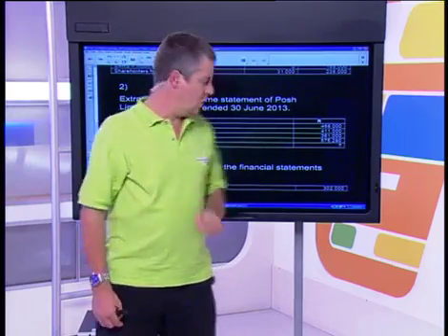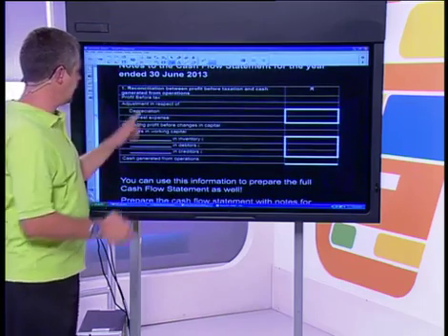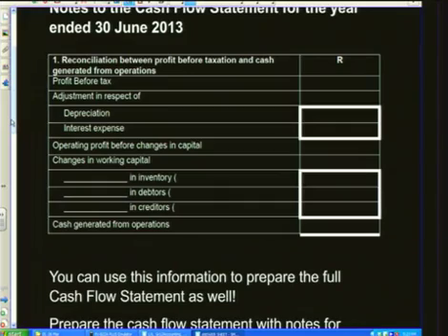Remember before the break what I said: the first thing that you need to do when preparing the note, which by the way looks like this, here's the note, it says reconciliation between profit before taxation and cash generated from operations. The very first thing that you need to do when starting this note is to find your profit before tax. Remember I said that before the break.